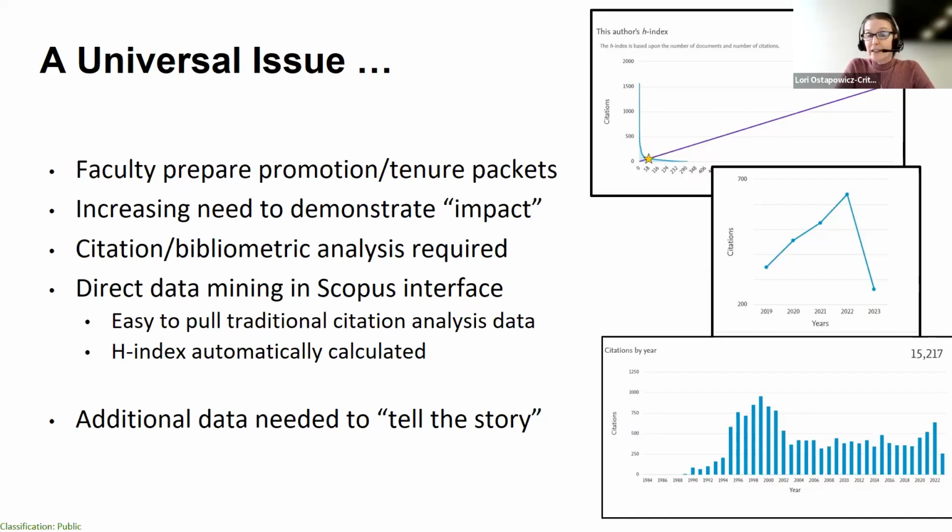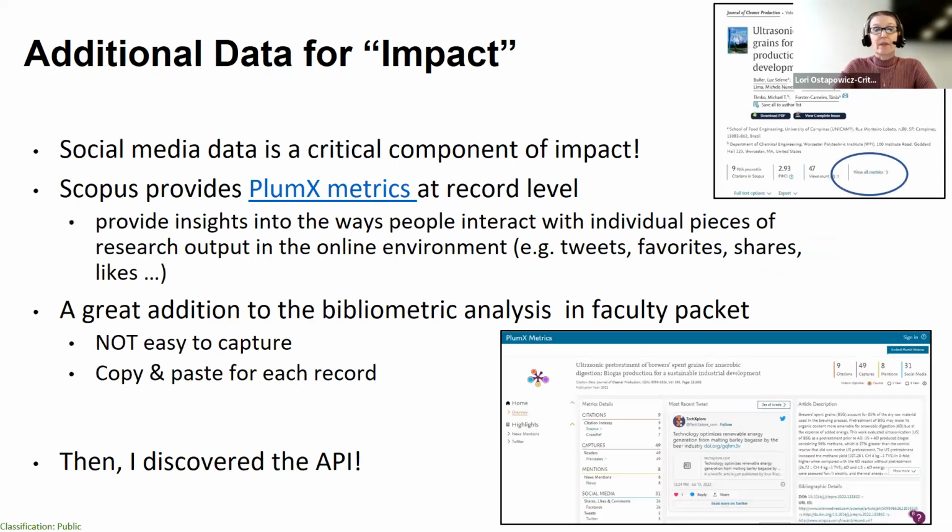But increasingly, I've been told that they need to have additional data if they really want to tell the whole story. So we found that social media data has become quite a critical component of this impact story that they're trying to tell. And as probably most of you again know, Scopus provides the PlumX metrics at each record level. So each record will have that.